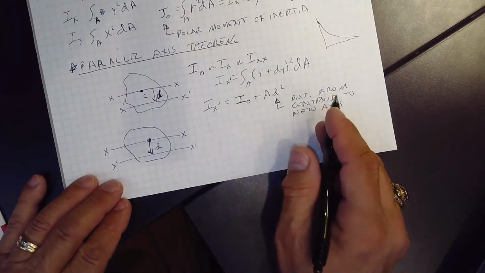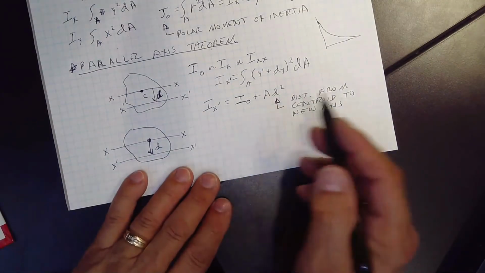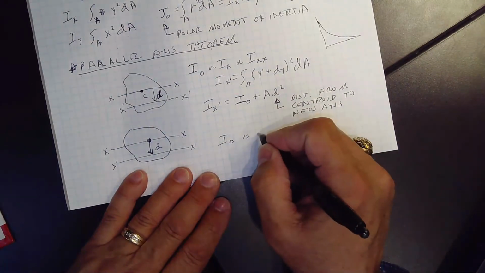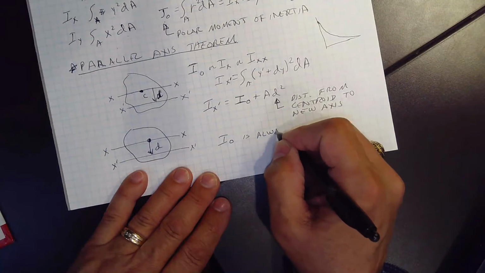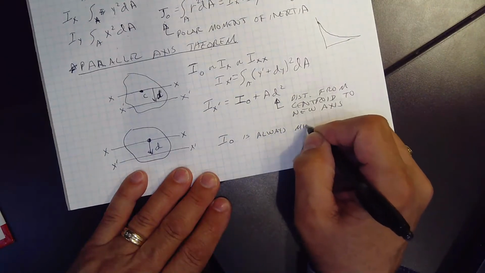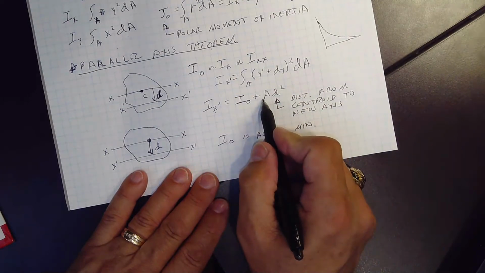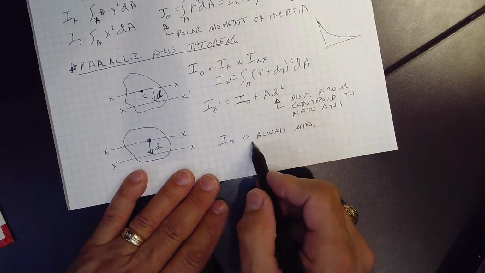Now note two important things. One, I naught is always the minimum, because every time we calculate a new one, we add A D squared. So I naught's always the minimum.